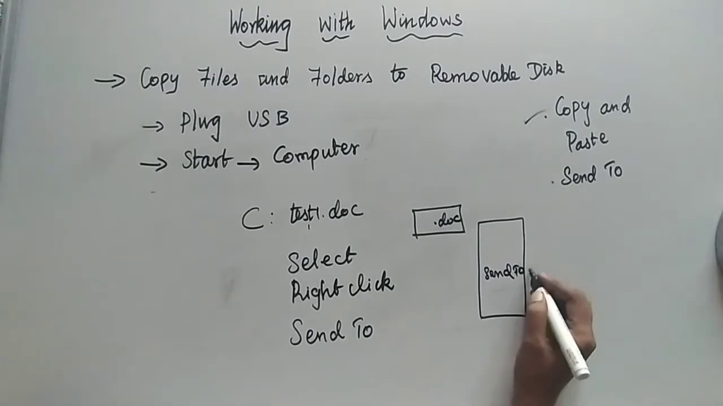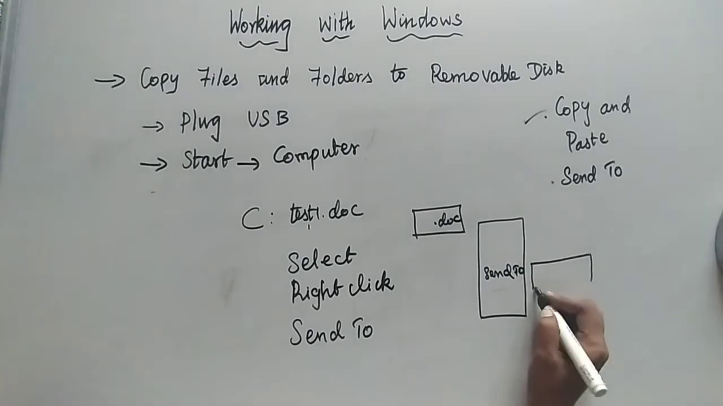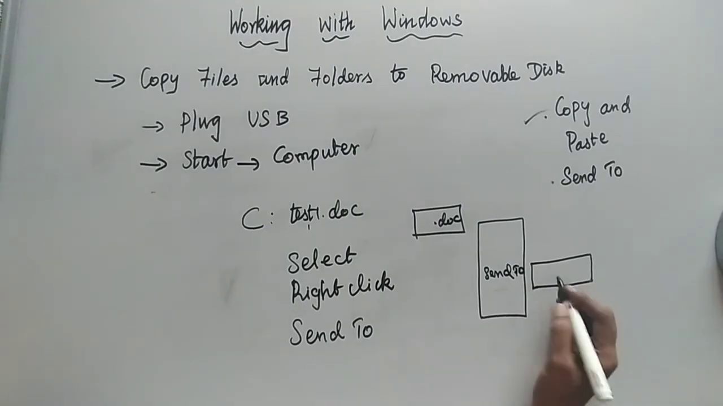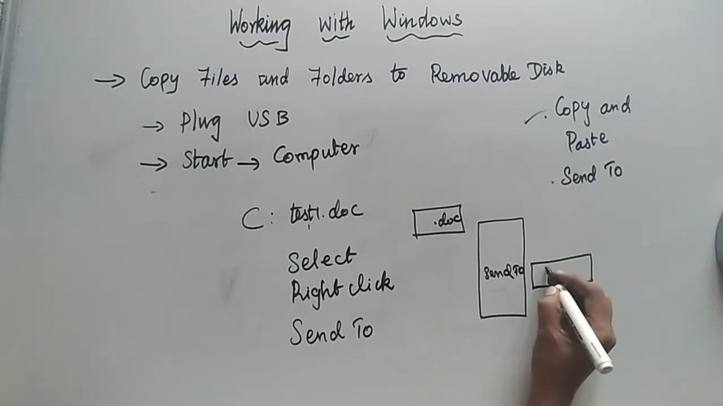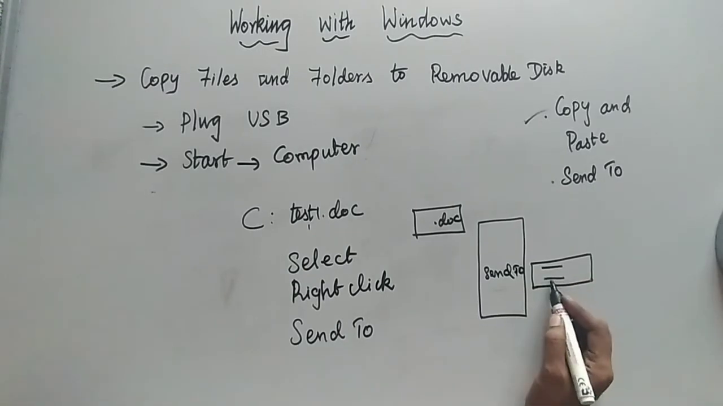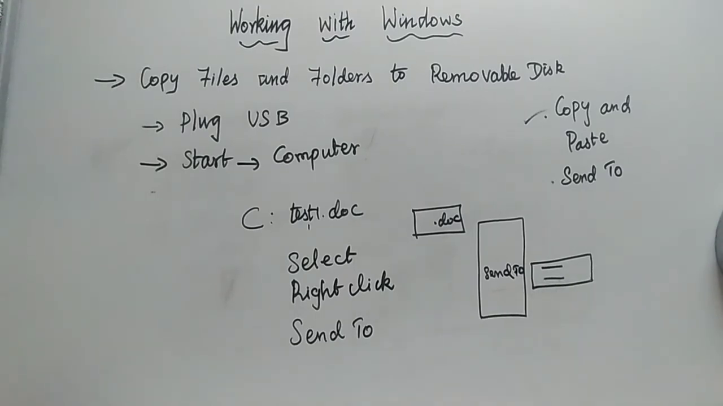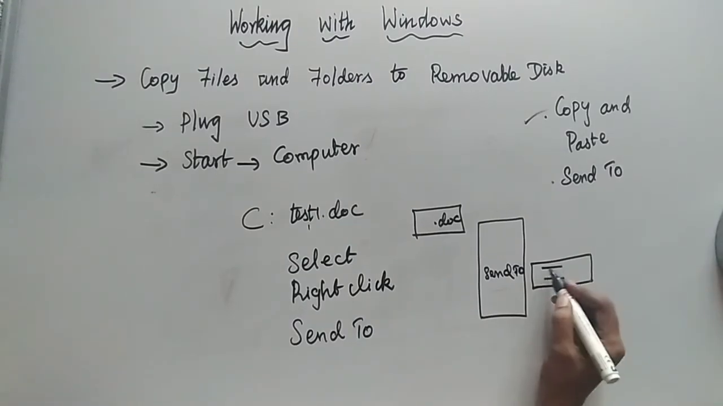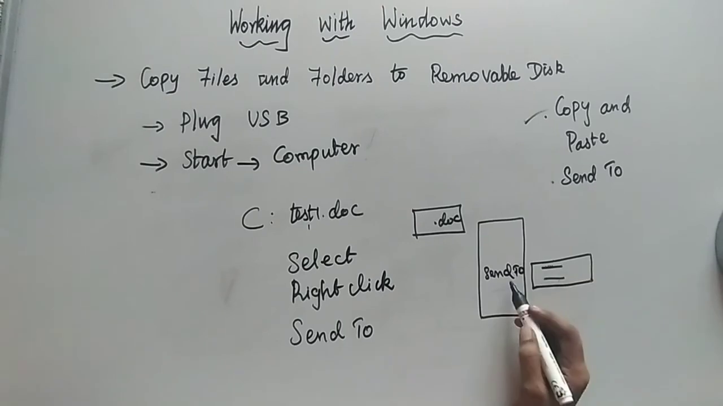Just by clicking this, again a small pop-up menu will be displayed for you. If you have your pen drive, it will be displayed here. Otherwise, if you have removable drives such as CD or DVD players, according to your system configuration, those also will be displayed. From this you can select what you are willing. So now I am willing to use this pen drive, so Send to.